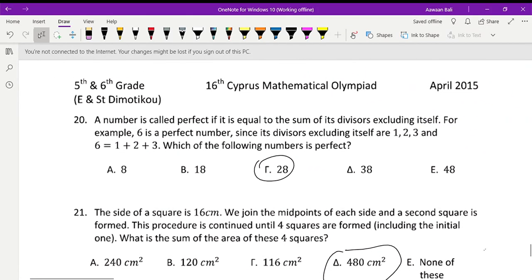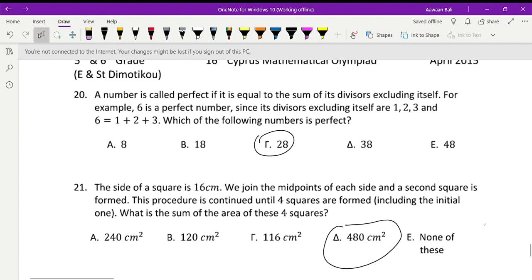Question number 20. A number is called perfect if it is equal to the sum of its divisors excluding itself. For example, 6 is a perfect number since its divisors excluding itself are 1, 2, and 3. 1 plus 2 plus 3. Which of the following numbers is perfect?